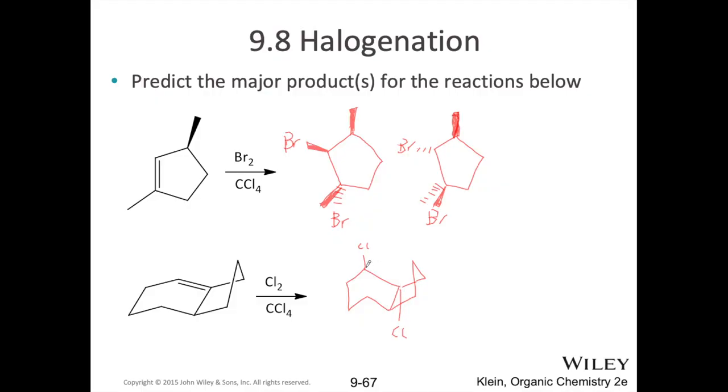Okay, and of course we could have them go the other way, and that would kick this group here and this group here. This bridge would be kicked upwards, this bridge would be pointing downwards, and our chlorines would be in equatorial positions.